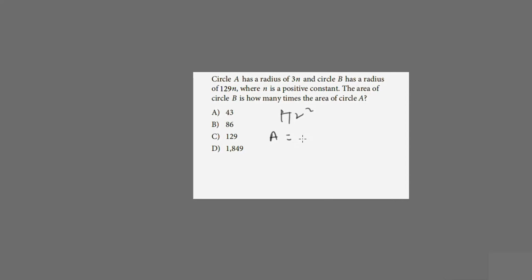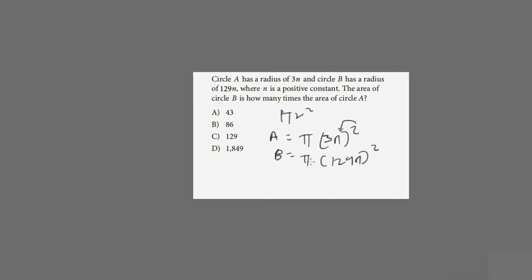So what this means, it will be pi 3n square, and circle B, this is B guys, has a radius of 129n. So it will be pi in brackets 129n square. So from the law of indices, we want to remove this bracket, so this square here will enter the bracket and get to each of the values here. So we have 3 and n.